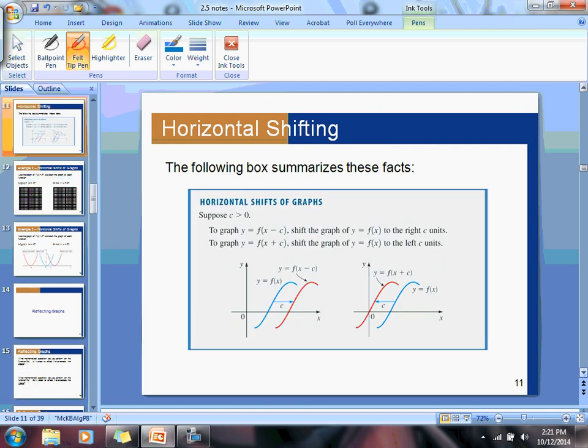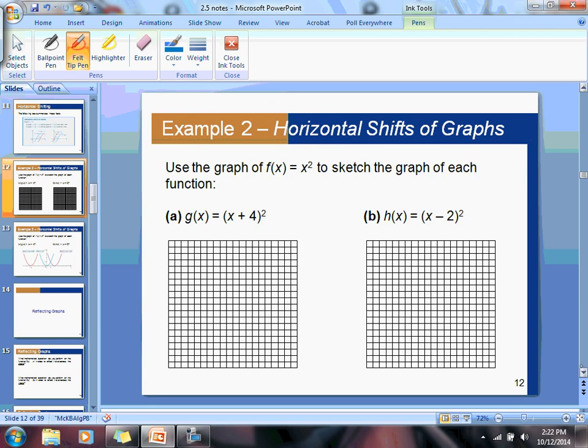And here again is a table that your book has that shows this concept. So in order to shift the graph to the right, I have to subtract from my x value. And here it's depicted in the picture. And in order to move the graph to the left, I have to add inside the parentheses there with the x. And that's depicted in the second picture there. So again, it's a little opposite of what you would think.